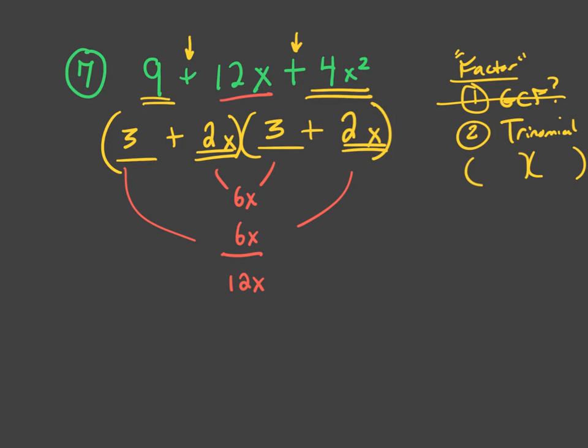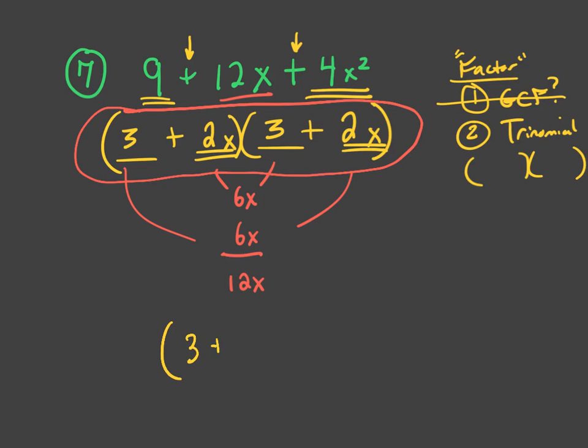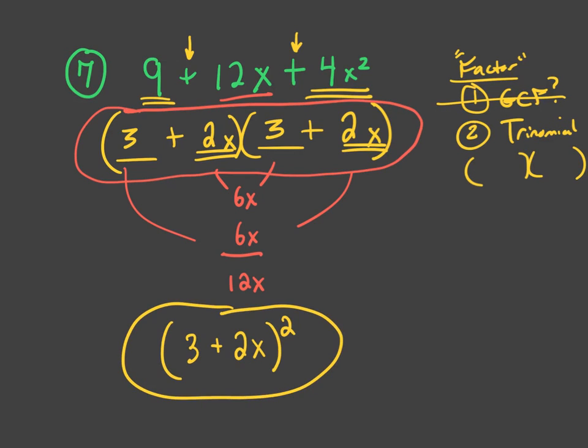So you got 3 plus 2x and then 3 plus 2x. You could put that answer in, but since they're identical, one of the things the computer may show you if you go through the practice is that you can write this squared, 3 plus 2x squared. And either one of those answers is fine.